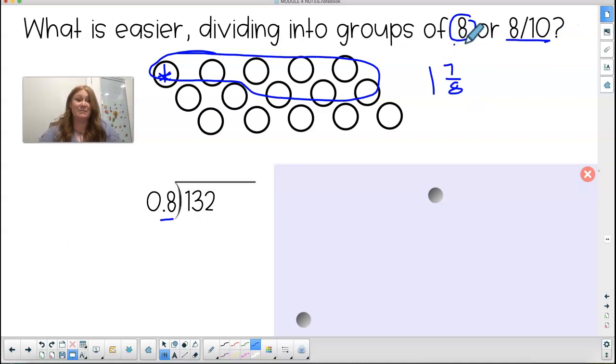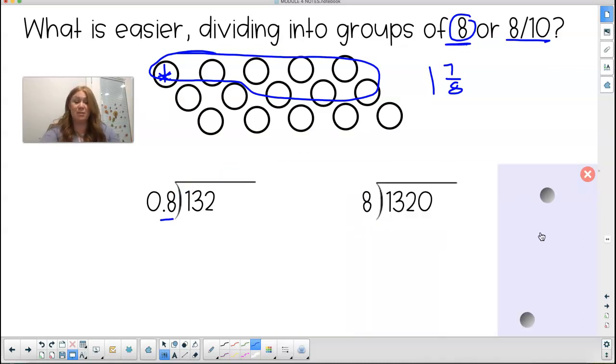I would rather divide by 8 wholes than a decimal or a fraction. Just like when we were dividing fractions, we used that multiplicative inverse and we flipped it to multiply because it was easier. We can turn this into a whole number and make our lives easier. Let's do that. So take a look at this problem here. How do you think we got from here to here? So take a look for a second. How are those problems similar?